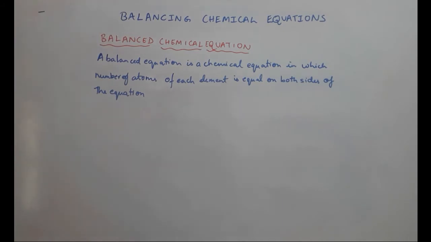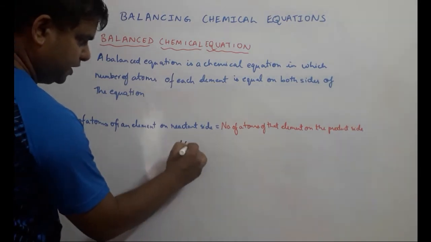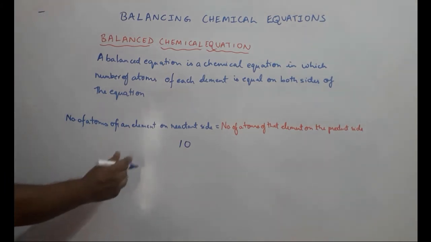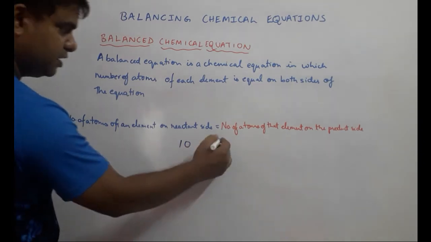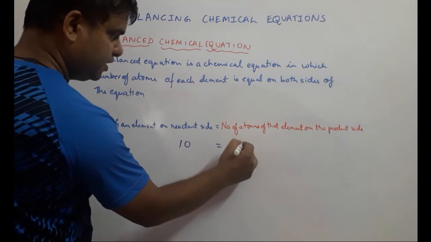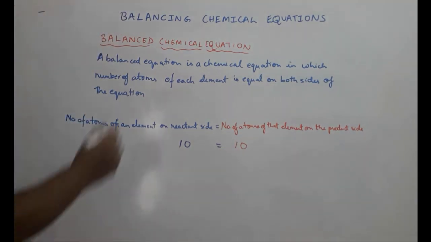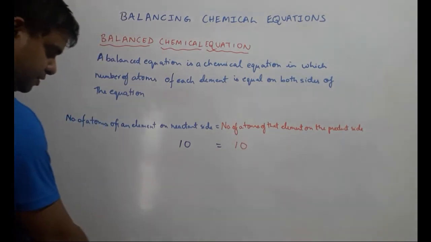What does this mean? It says the number of atoms of an element on the reactant side is equal to the number of atoms of that element on the product side. That means if there are 10 atoms of an element on one side of the reaction, that is, on the reactant side, it should be equal to 10 atoms of that particular element on the product side as well. Got it?